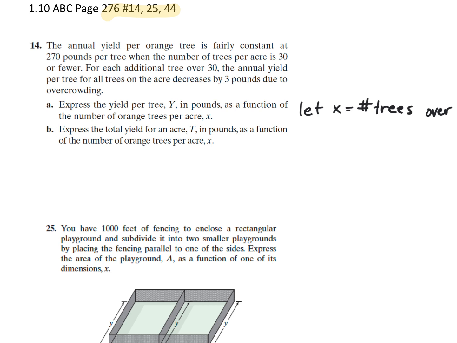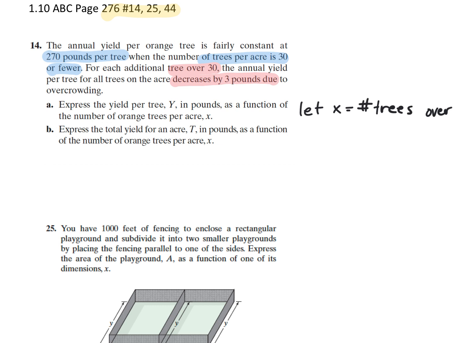When I look at a word problem, I always want to read the whole thing first to try to get my head around what they're actually asking us to find. So here they tell us that the annual yield per orange tree is fairly constant at 270 pounds per tree when the number of trees per acre is 30 or fewer. For each additional tree over 30, the annual yield decreases by 3 pounds. And the reason for that is overcrowding.